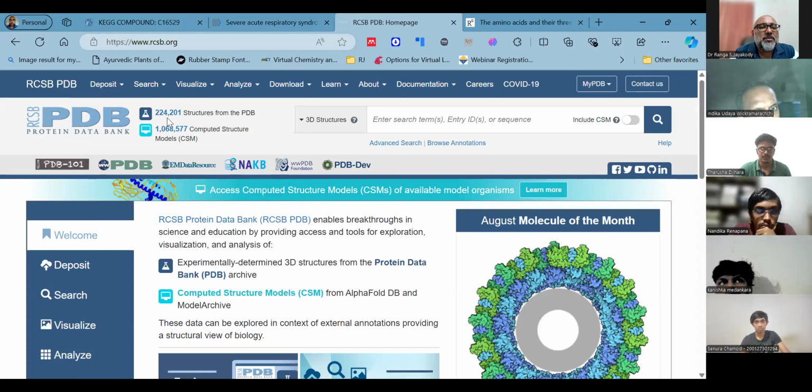There are about 24,000 roughly the structures from the PDB, and there are about 1 million computed structures. That means computationally generated structures using bioinformatics tools. We will see how we could do this maybe in the next lecture, right? How we could generate a three-dimensional structure from primary sequence of the protein. Getting the sequence is not a problem, right? Usually the problem is getting the three-dimensional structure.